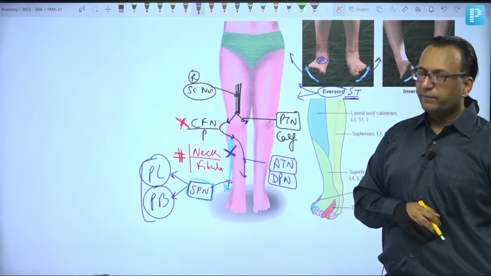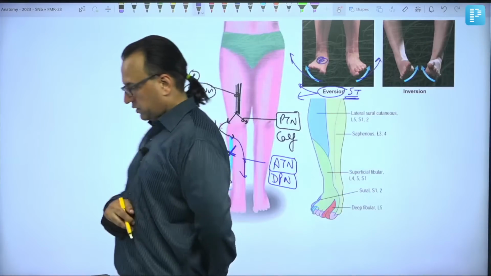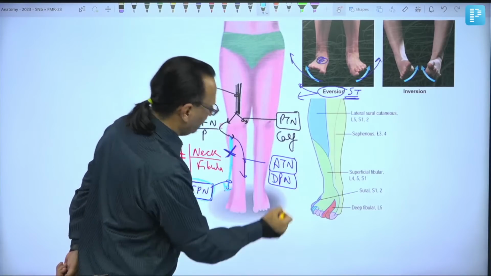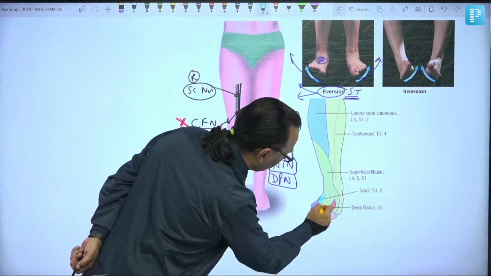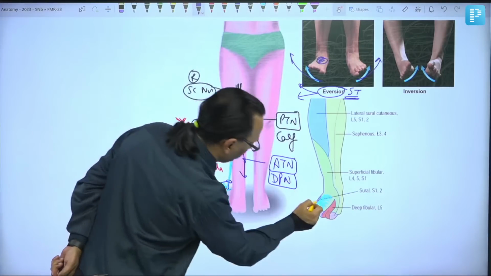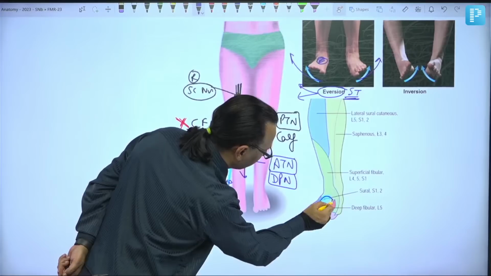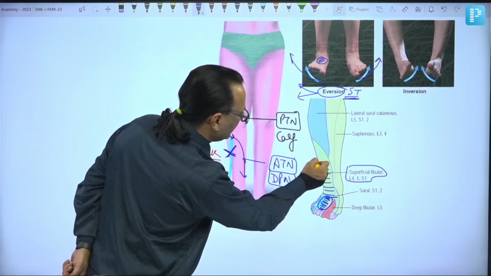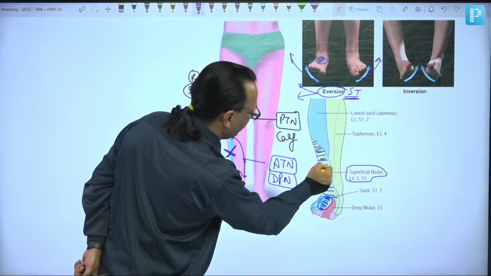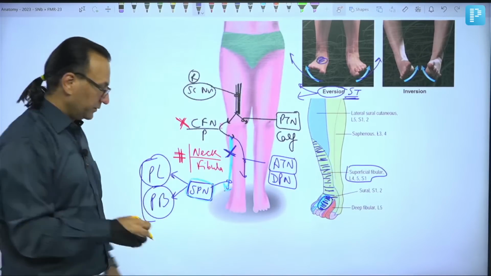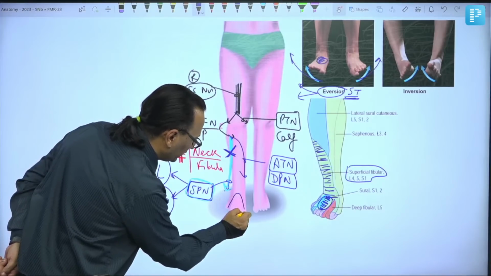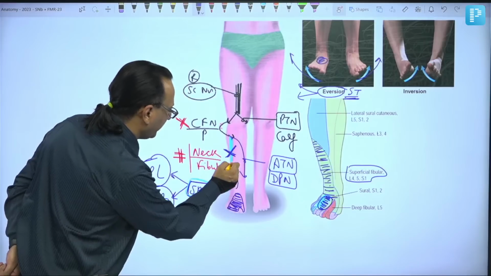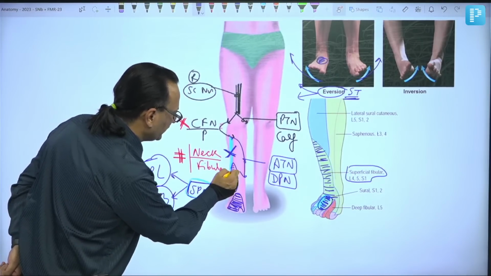That was the question. But then the superficial peroneal nerve is supplying skin also. It supplies the skin on most of the dorsum of the foot. So most of the dorsum of the foot is supplied by the superficial peroneal nerve. It also supplies the lateral surface of the leg, so the lateral leg region also. I'll repeat. Most of the dorsum of the foot is supplied by the superficial peroneal nerve. It also supplies the skin of the lateral leg compartment.